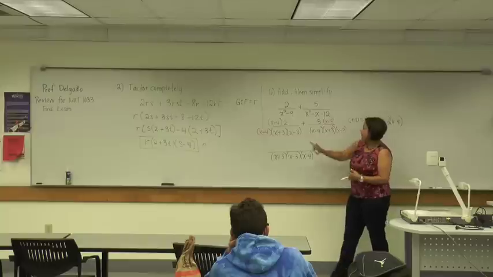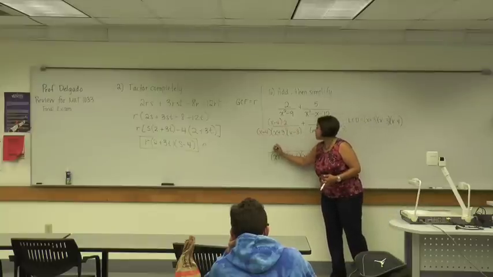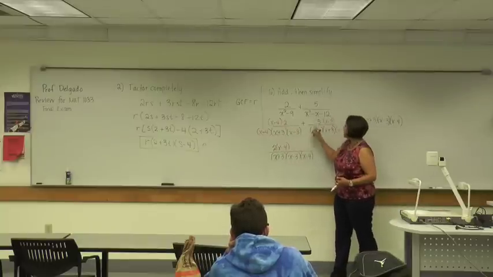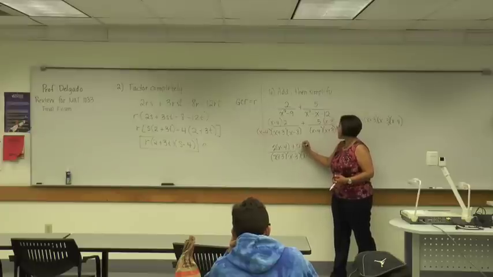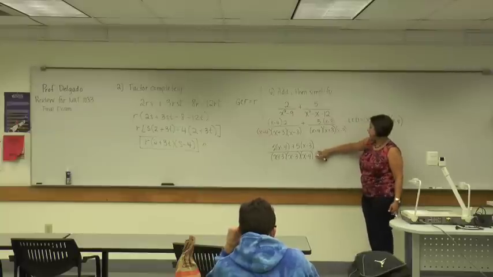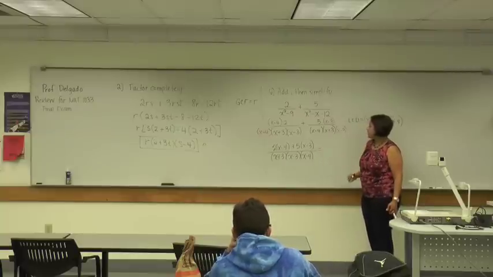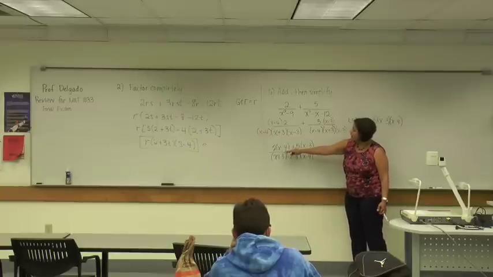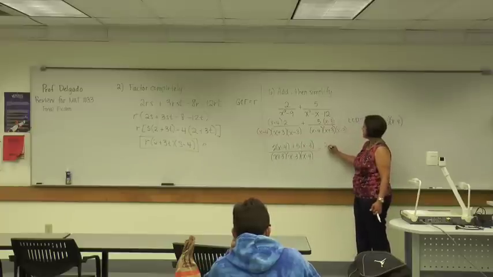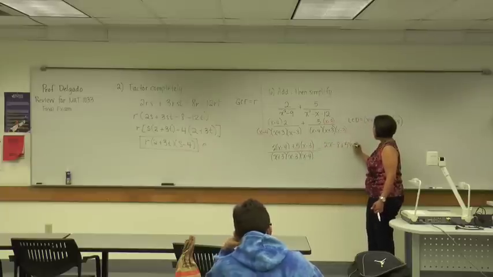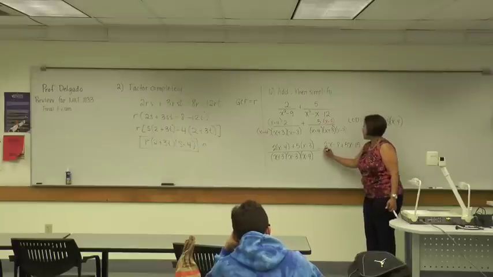So we have a 2 times an x minus 4, and we have a plus 5 times x minus 3. And if we go ahead and distribute, we have 2x minus 8 plus 5x minus 15. All of that is over our common denominator.